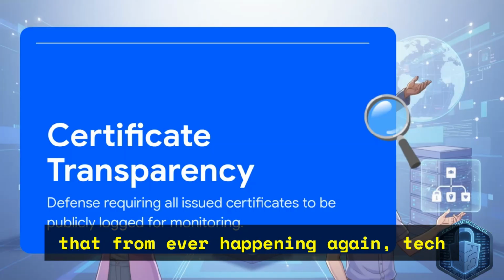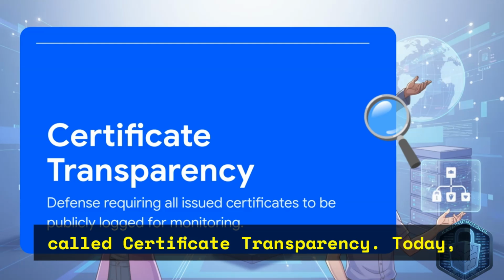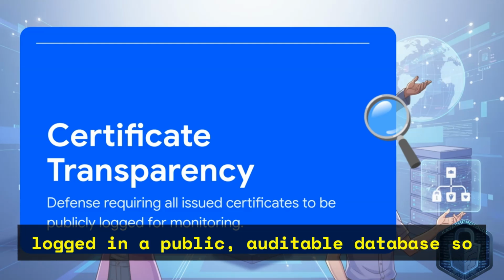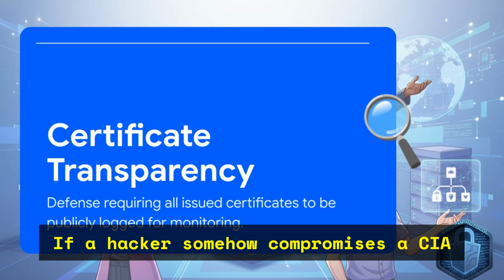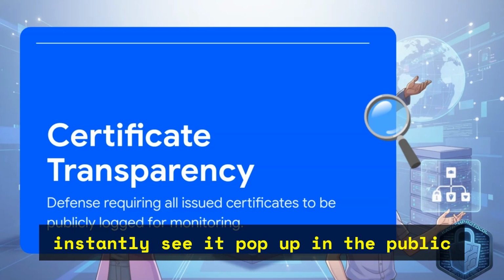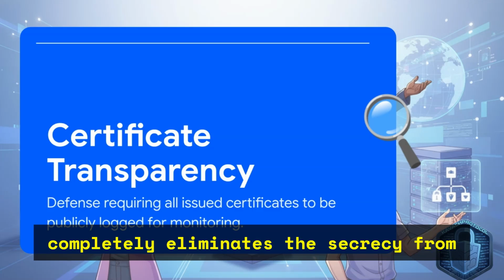To stop that from ever happening again, tech giants pushed out a brilliant defense called certificate transparency. Today, every single issued certificate has to be logged in a public, auditable database, so domain owners can just watch these logs. If a hacker somehow compromises a CA today and secretly mints a fake certificate for Google, Google will instantly see it pop up in the public log and can crush it immediately. It completely eliminates the secrecy from the whole process.